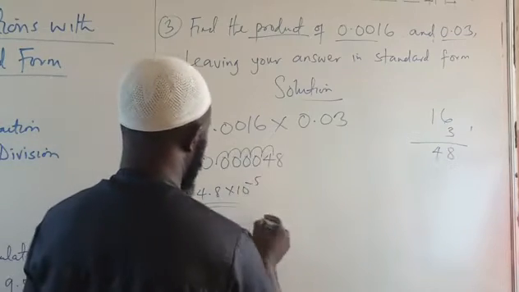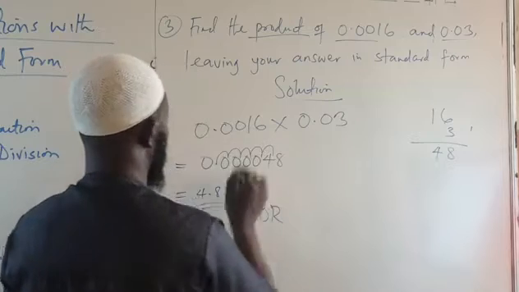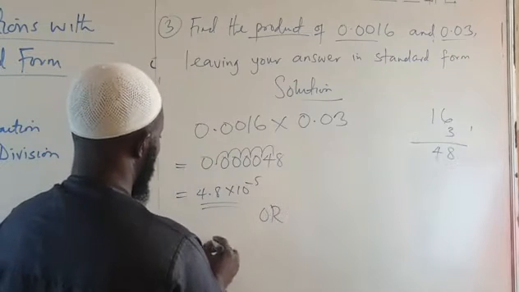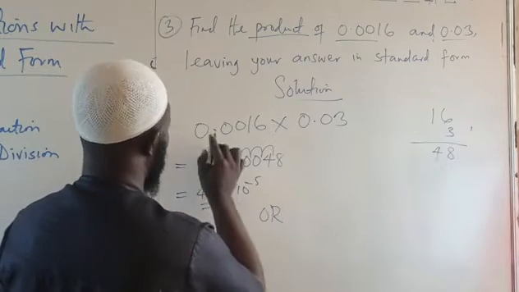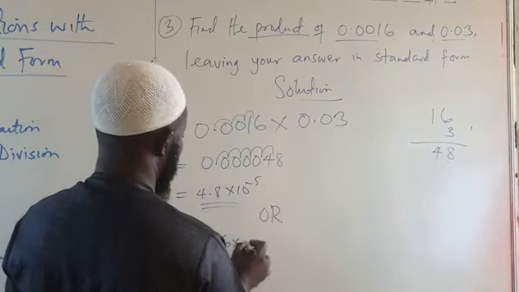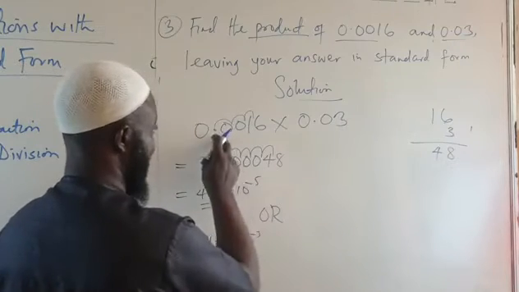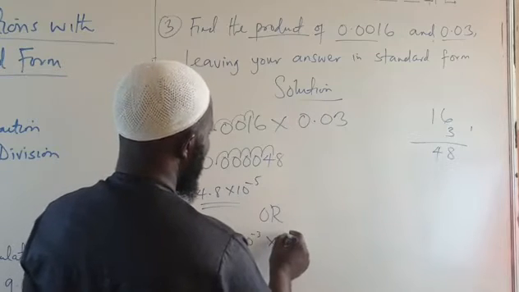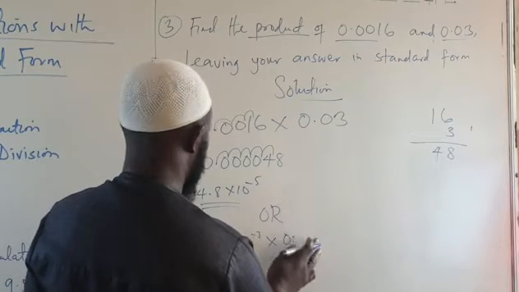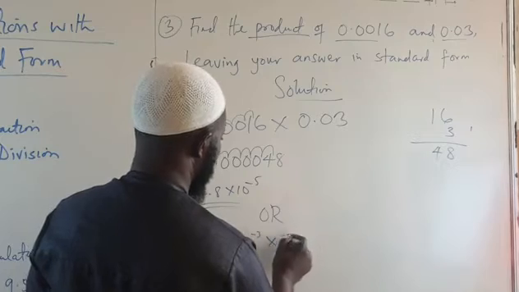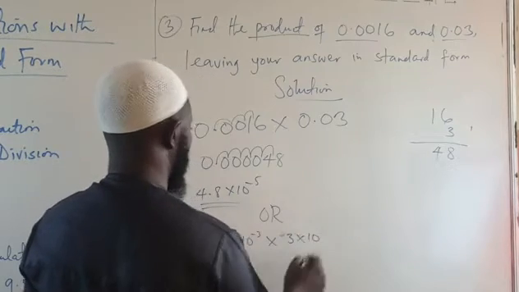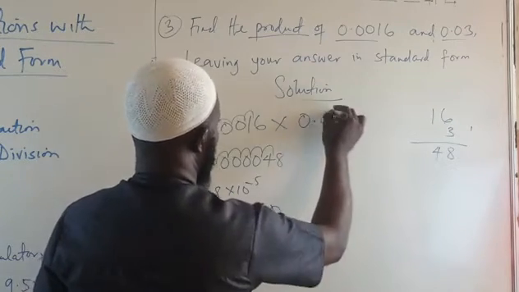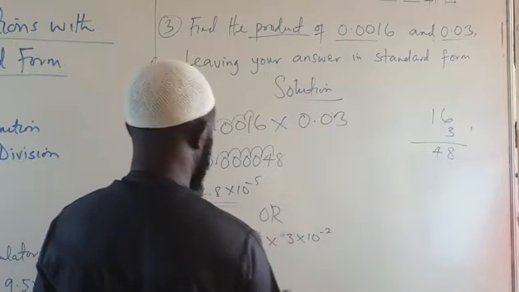Or you do it the second way. Convert to the standard form. That gives us 1.6 times 10 raised to the power minus 3, because it's less than 1, times 3 times 10 raised to the power minus 2. Right.